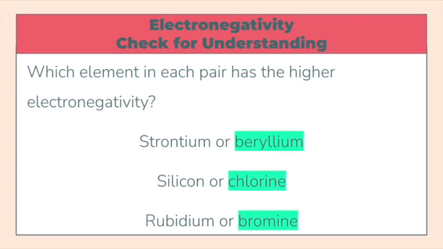Rubidium versus bromine. Rubidium is one period down from bromine, so therefore it has one more electron shell. Because rubidium has an extra electron shell, there's more electron shielding. Therefore, it has a lower Coulombic attraction, which means that bonded electrons would not be as attracted to its nucleus than bromine. So therefore, bromine has the higher electronegativity. Hopefully this made sense. But that's it for periodic trends.